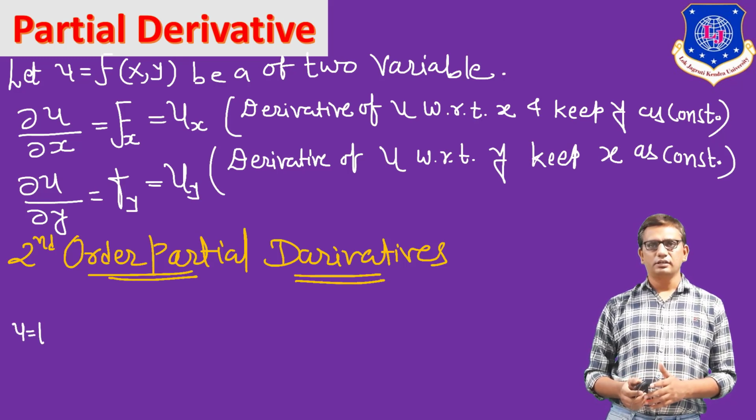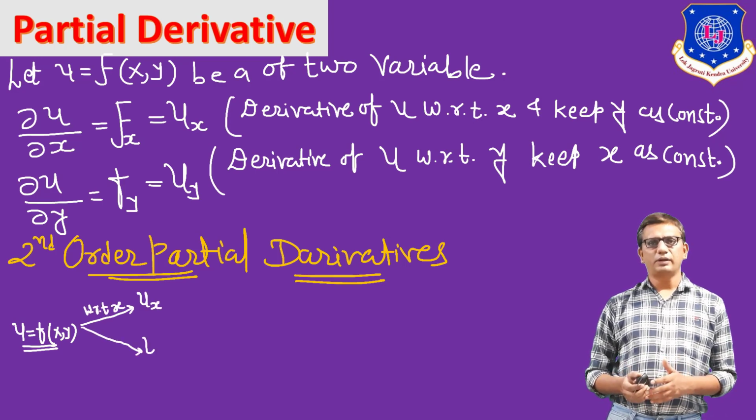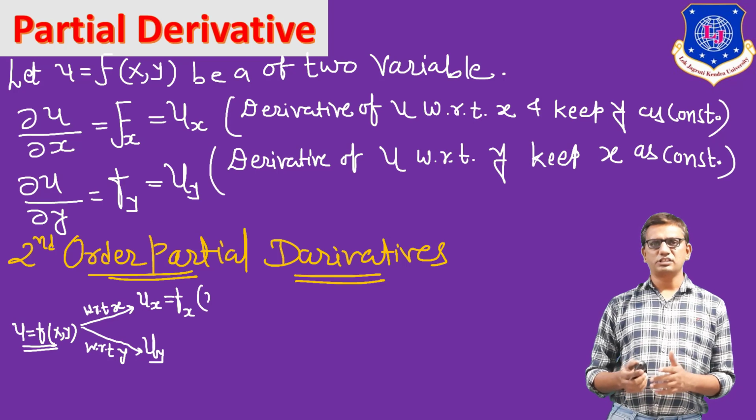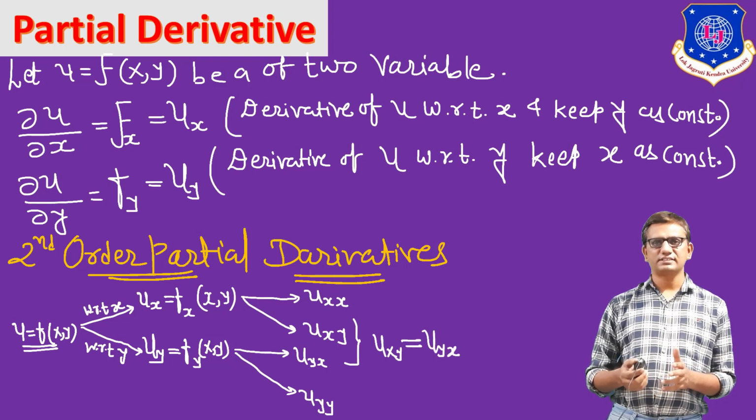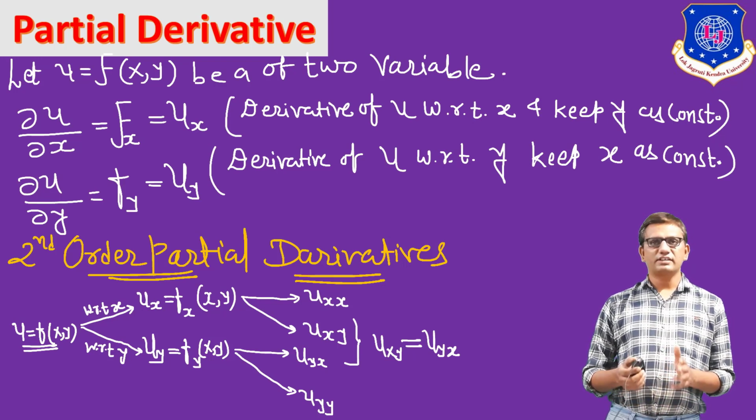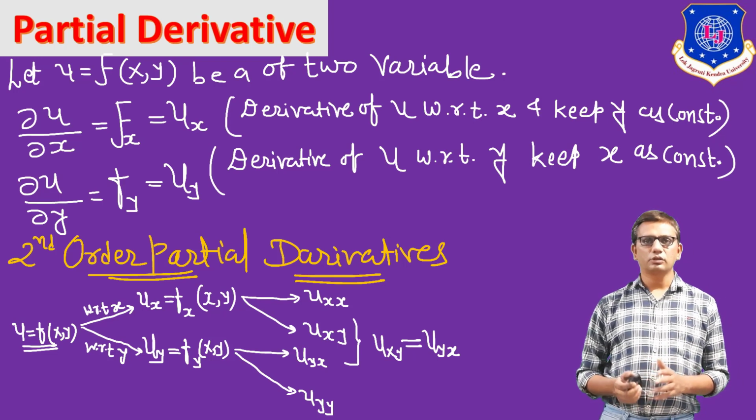And here if we rewrite f of x, y, then we have the partial derivative with respect to x and the partial derivative with respect to y. Now again we differentiate with respect to x, that is uxx, uxy. Now we differentiate uy with respect to x, then uyx and uxy. In general, we have uxy equal to uyx for any continuous function. So that is the concept of second order partial derivative.